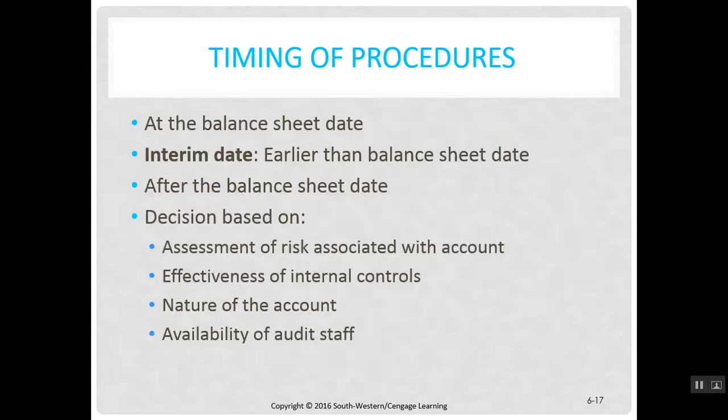The timing of when you perform these audit procedures is also important. So we've touched on this before. You can either perform them at the balance sheet date, at an interim date, which is earlier than the balance sheet date, and after the balance sheet date.